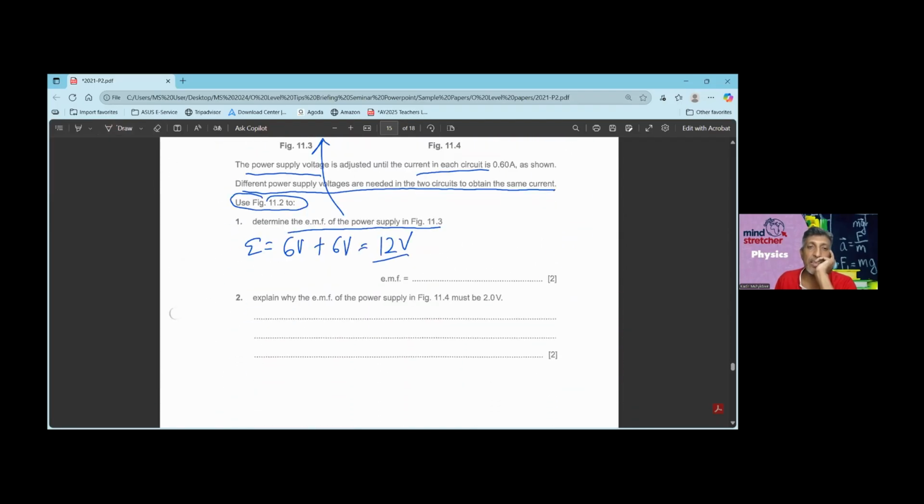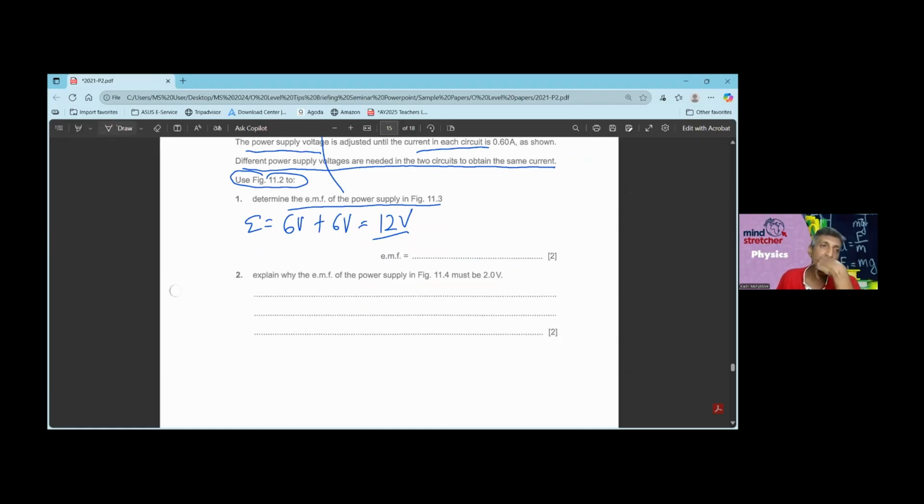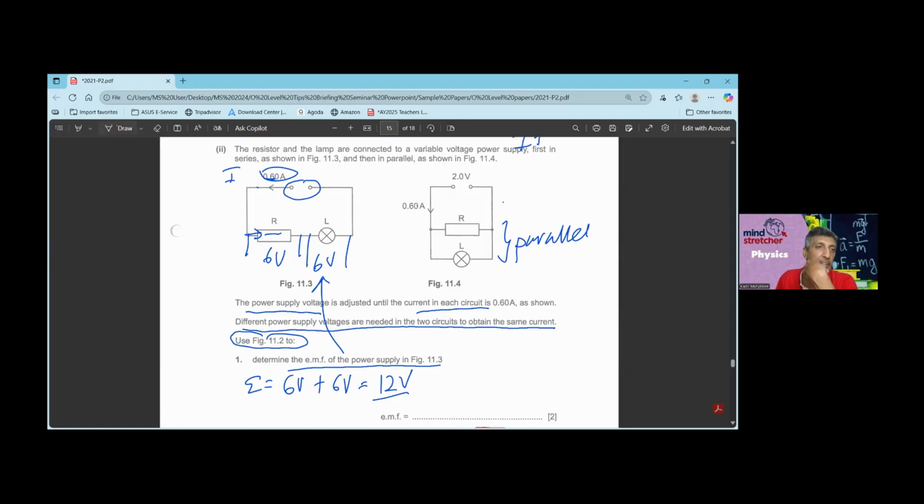Now the next one is interesting. They say, explain why the EMF of the power supply in figure 11.4 must be 2 volts. Now, you want the current in here to be 0. Look at it, it's parallel, right? If this is 2 volts, they give you 2 volts. So you know in parallel, this has to be 2 volts, and this is 2 volts. Remember, potential in parallel will be the same.